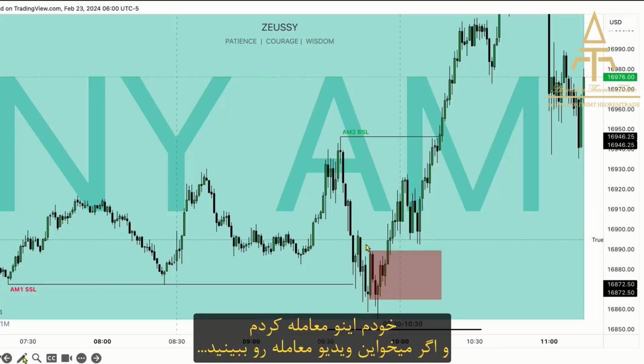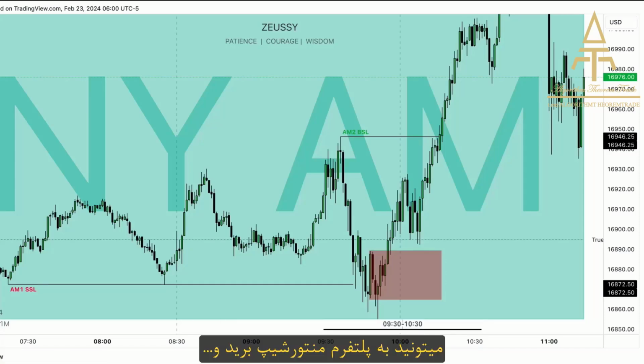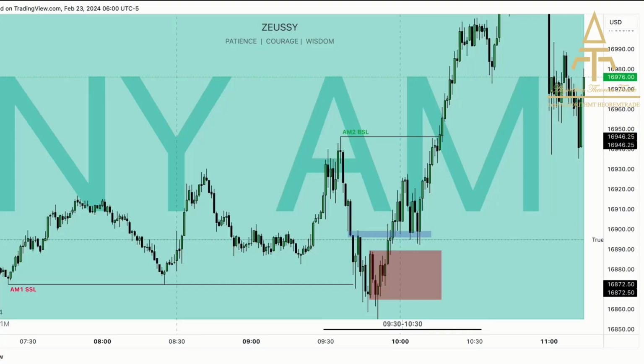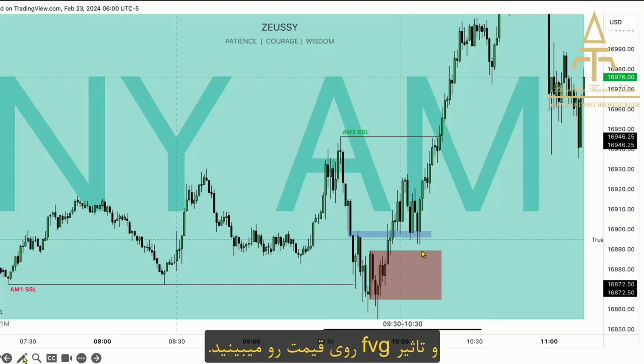This trade was taken by me, and if you want to see the recording, the execution video, you can go on the mentorship platform and you can see on what day this was, and you'll be able to get the breakdown somewhere in the middle of January. And here we can see that inversion fair value gap doing its thing on price.